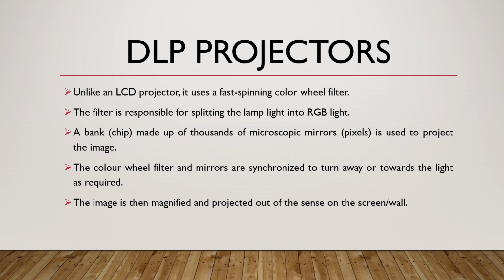DLP projectors. Unlike the LCD projector, it uses a fast spinning color wheel filter. The filter is responsible for splitting the white light into RGB. A DMD, which is a chip made up of thousands of microscopic mirrors, is used to project the image. The color wheel filter and the mirrors are synchronized to turn away or toward the light as required. The image is then magnified and projected out of the lens onto the screen or wall.